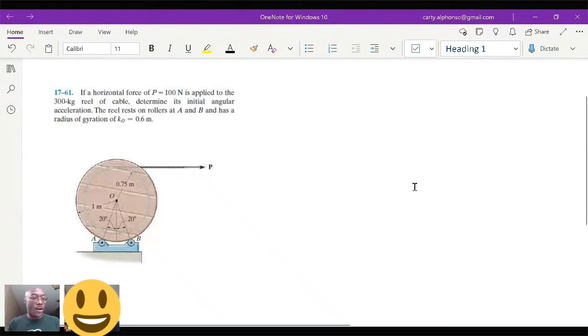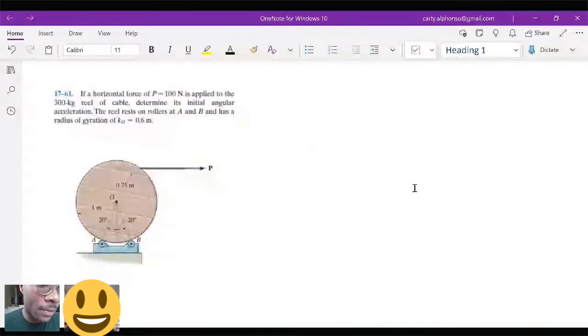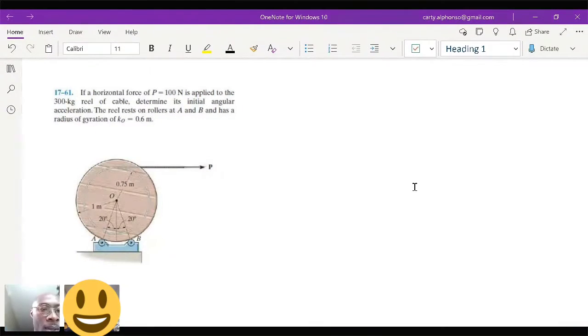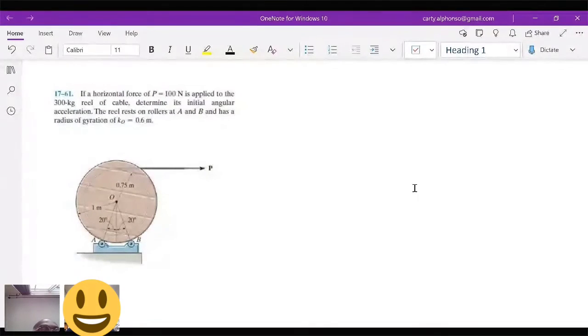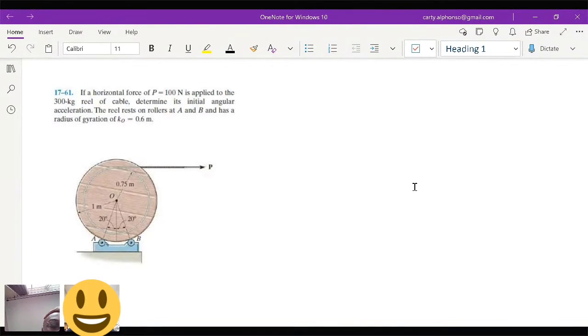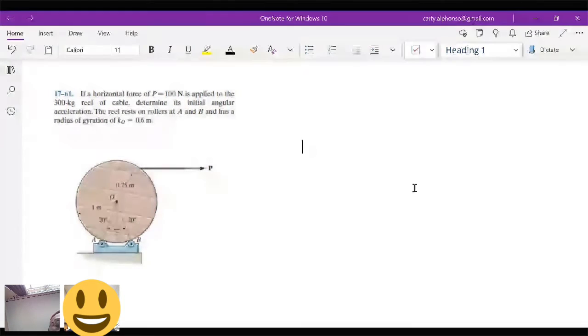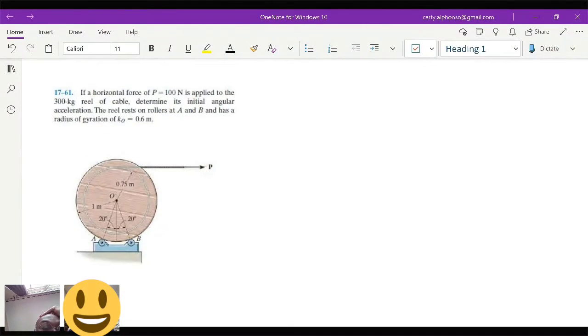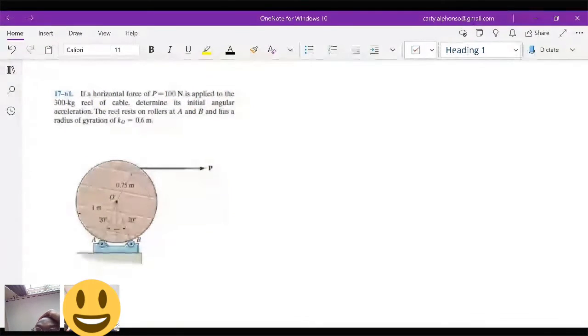All right, so let's take a look at what we have here. It says if a horizontal force of P, 100 newtons, is applied to the 300 kilogram reel of the cable, determine its initial angular acceleration. The reel rests on rollers A and B and has a radius of gyration of 0.6 meters.